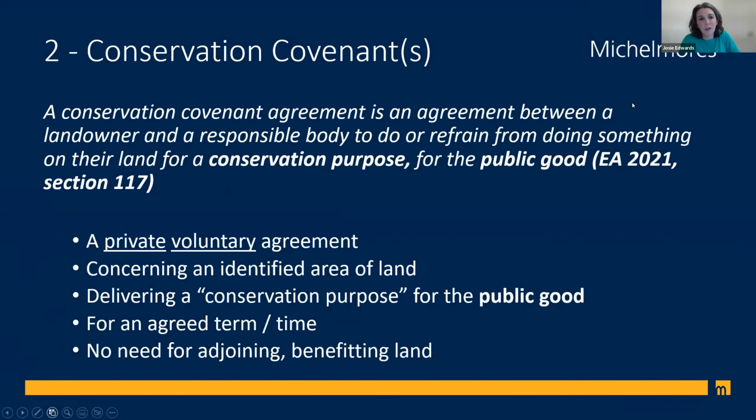So the definition of what a conservation covenant is set out on my next slide. That's the definition from the Environment Act. Just pulling out some key points here. It's a private voluntary agreement, entered into between private entities and individuals, and it is entirely voluntary. Nobody's going to force anybody to enter into a conservation covenant. It concerns an identified area of land, and that's key. You need to be clear on exactly what land would be bound by the conservation covenant, and it must deliver a conservation purpose for the public good.